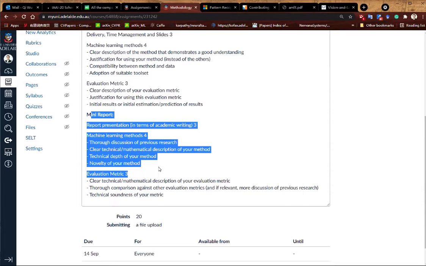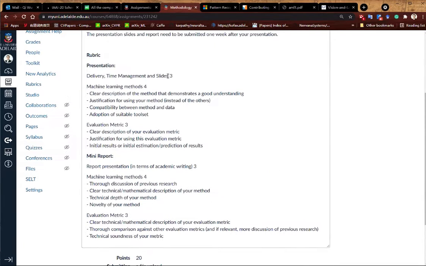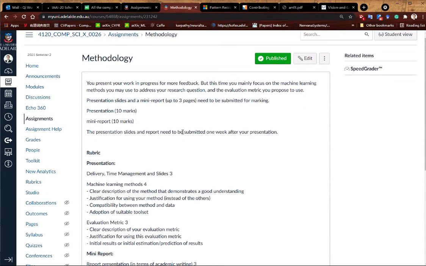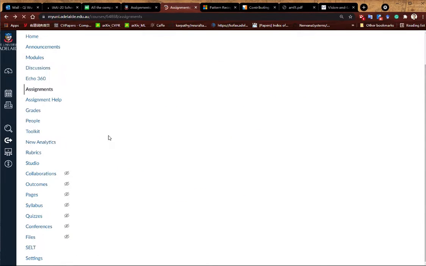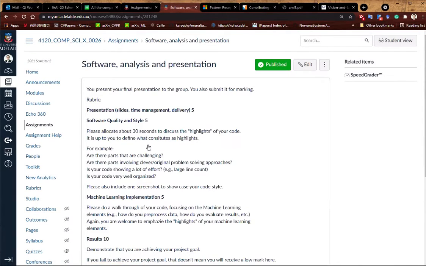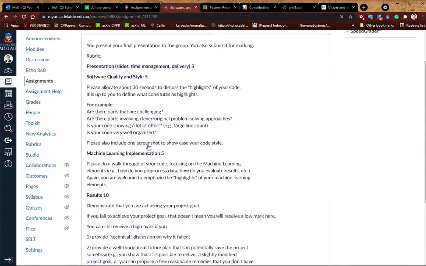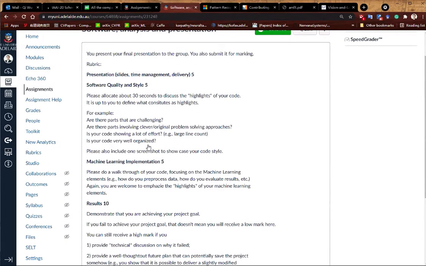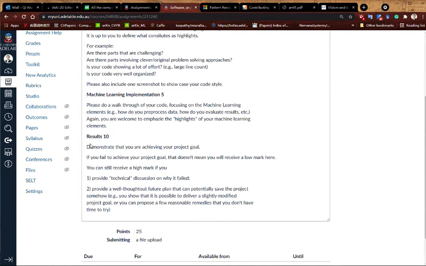Okay. So for example, for the machine learning method, whether you have used suitable tool sets and what kind of evaluation metrics you want to choose in your methodology part, right? So you have 10 marks for the presentation, 10 marks for the mini report. And you also have the final presentation, basically software analysis and the presentation. So again, for the results, it's 10 marks.